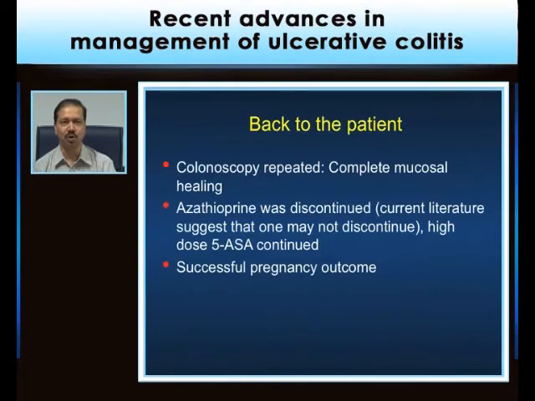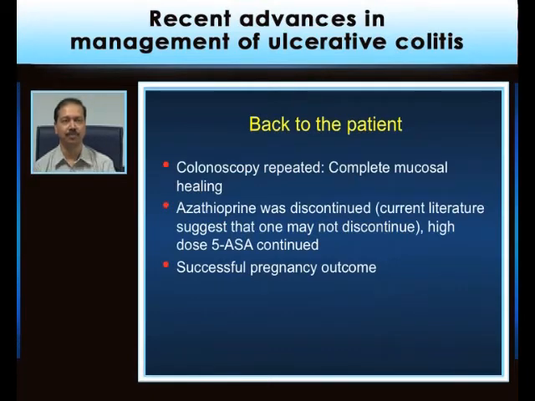So this patient taught us that 5-ASA is used for maintenance of ulcerative colitis. Third, in patients in whom steroid-dependent disease is there, azathioprine helps in maintaining remission. Mucosal healing is important and predicts prognosis. Fourth, azathioprine may be safe even during pregnancy, and better remission at the time of conception is associated with a better outcome of pregnancy.